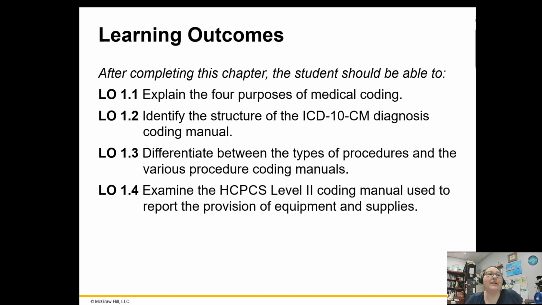All right, Chapter 1. After completing this chapter, you should be able to explain the four purposes of medical coding, identify the structure of the ICD-10-CM Diagnosis Coding Manual, differentiate between the types of procedures and the various procedure coding manuals, and examine the HCPCS Level 2 Coding Manual used to report provision of equipment and supplies.